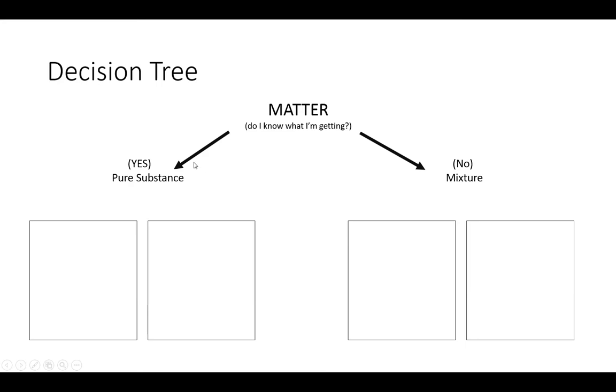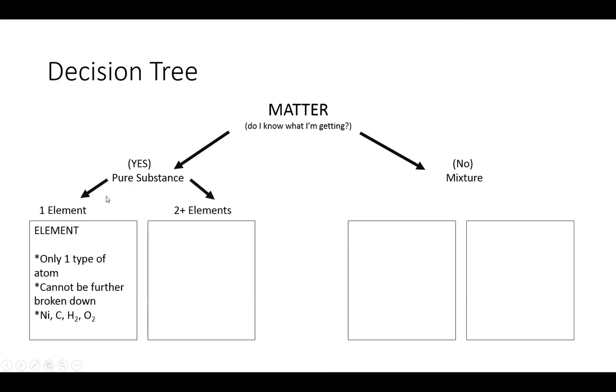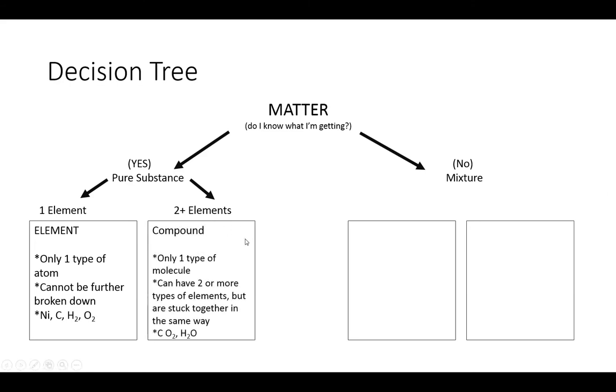So let's look at the yes side for a second here. If it's yes, if you only have one element, well, that's right, it's an element. It's only one type of atom. It cannot be further broken down. The examples we used before: nickel, carbon, H2, and O2. Under this one, when we have two or more elements, what do we call that? That's right, it's a compound. It's only one type of molecule, and compound and molecule basically mean the same thing. You can have two or more types of elements, but they are stuck together in some way. Okay? And so, again, the examples we used are carbon dioxide and H2O, water.